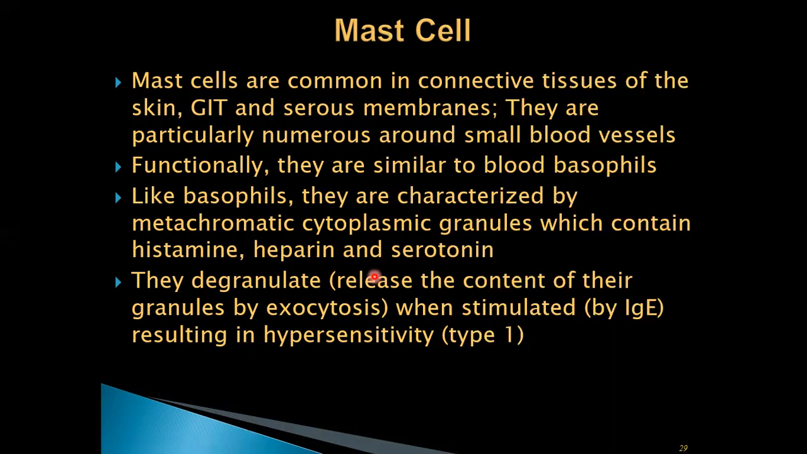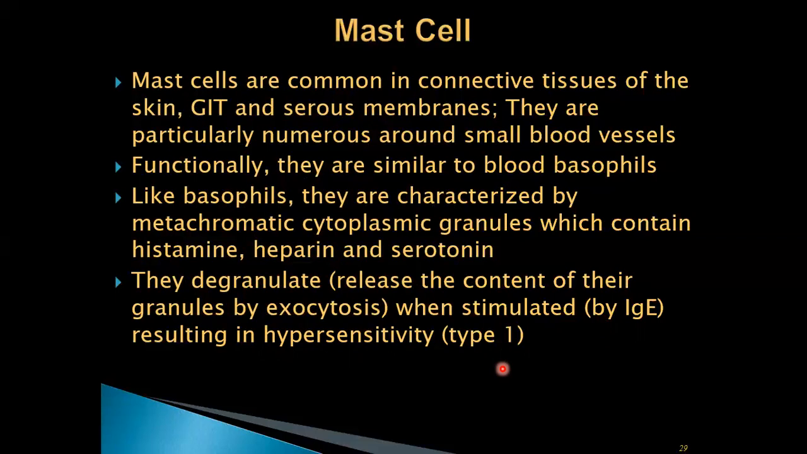How and when? When the mast cells are stimulated by immunoglobulin E. Until and unless mast cells are stimulated by immunoglobulin E, they will not degranulate. They will not release their granules, meaning they will not release histamine, heparin, and serotonin. And when they release that, by activation from immunoglobulin E, that is called a hypersensitivity type 1 reaction. Sometimes you also call it an allergic reaction.